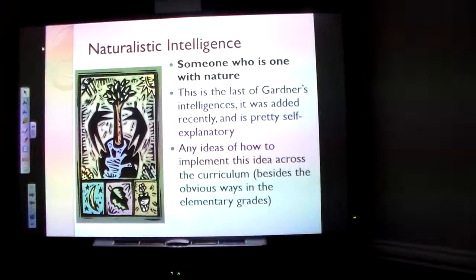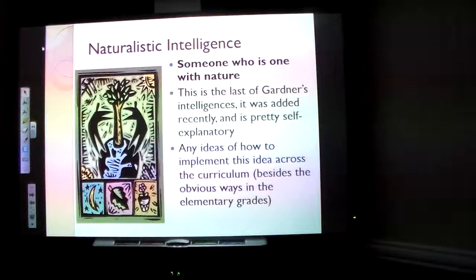The last of Gardner's intelligences was added very recently, and it was this idea of naturalistic intelligence. He's also started to add a 9th intelligence, which is spiritual, but naturalistic intelligence really is implementing nature, implementing outdoors in education, planting trees, going outside and having class. I think going outside and having class can be a good idea sometimes.